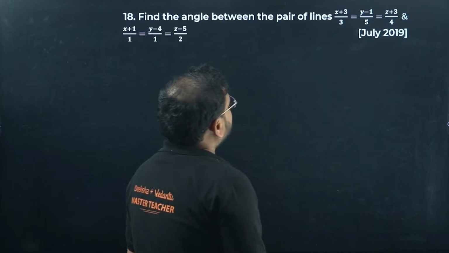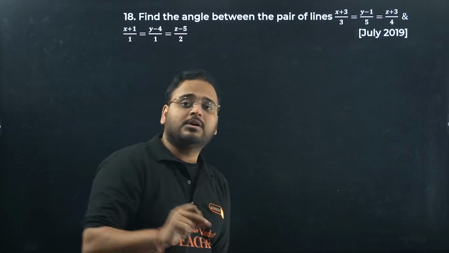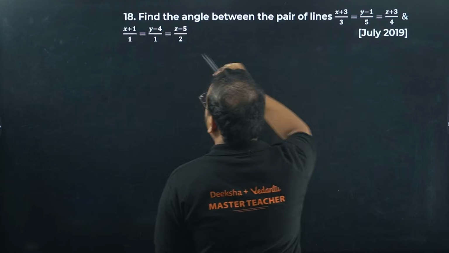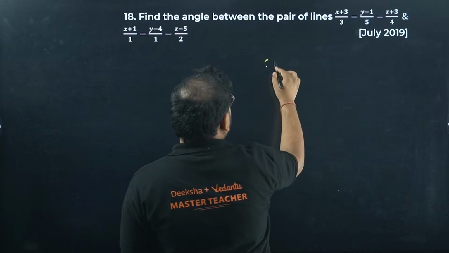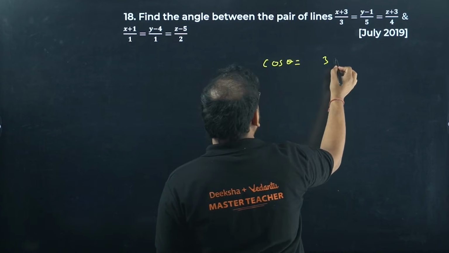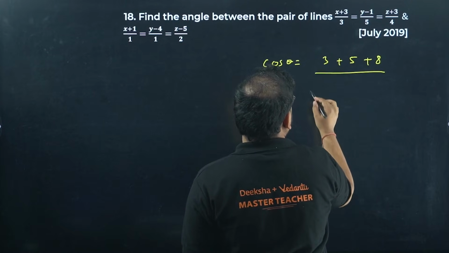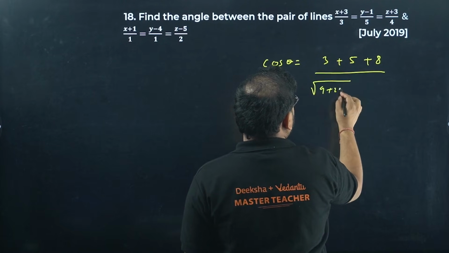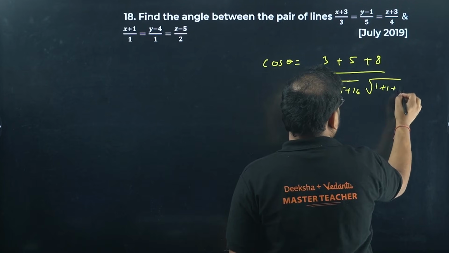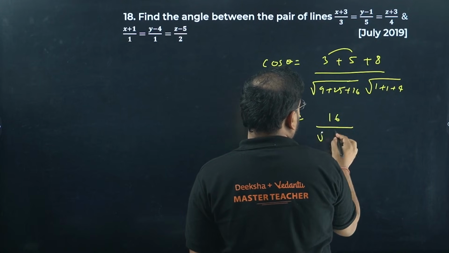Find the angle between the pair of lines x plus 3 by 3. Angle between them. First thing is to check the coefficient of x, y, z. Whenever you have Cartesian form, check the coefficient of x, y, z. Should be always 1. Here also x, y, z. Now I'm looking for angle between them. So cos theta. Multiply the angles: 3 into 1, 3, 5 into 1, 4 into 2 is 8. Divide by root of this, 9 plus 25 plus 16. Here we have 1 plus 1 plus 4. I get 8 plus 8 is 16 by root 50.